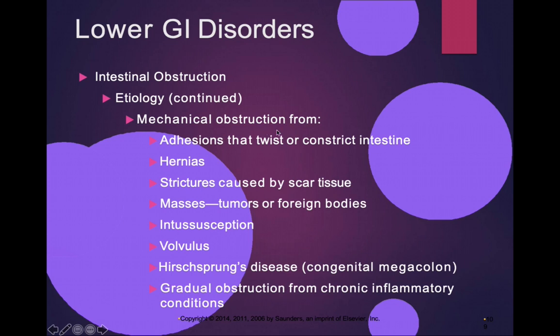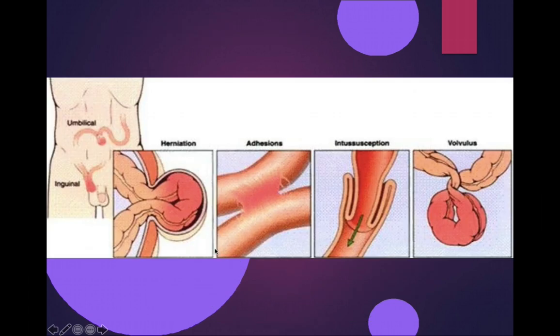The mechanical obstruction can happen from adhesions or twisting of the intestines, or hernias, or strictures, or masses, intussusception, or volvulus. I'll show you what these are, as well as Hirschsprung's disease. These tend to be somewhat congenital. So here is a herniation right through the abdominal wall. Here is adhesions between two parts of the intestine. Here's intussusception. It's almost like a telescoping effect where part of the intestine folds into another part. And then you can have a volvulus, which is like a twisting of the intestines.